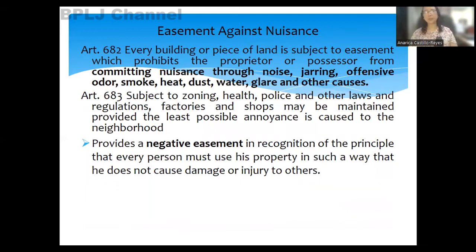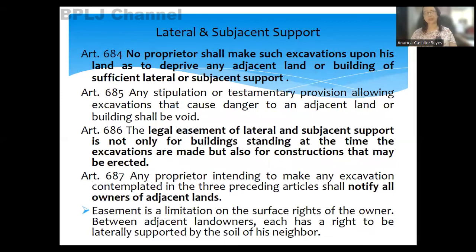Every building or piece of land is subject to the easement, which prohibits the proprietor or possessor from committing nuisance through noise, jarring, offensive odor, smoke, heat, dust, water, glare, and other causes. It provides a negative easement in recognition of the principle that every person must use his property in such a way that he does not cause injury to others. We now have the last easement.